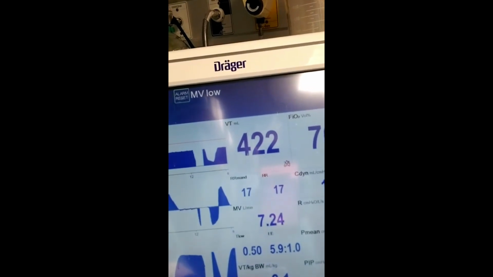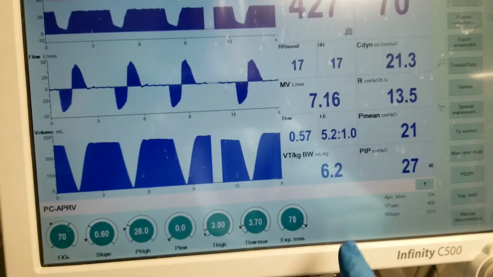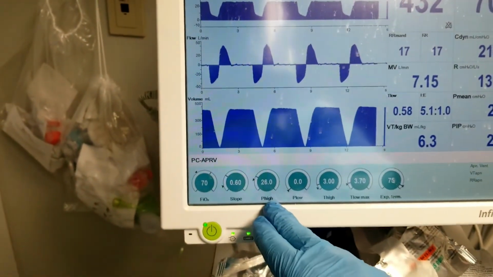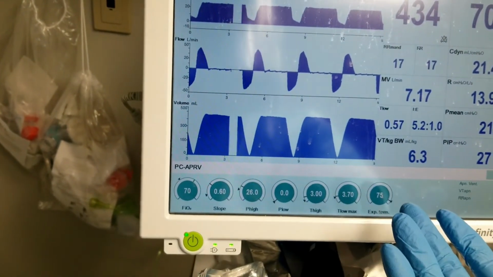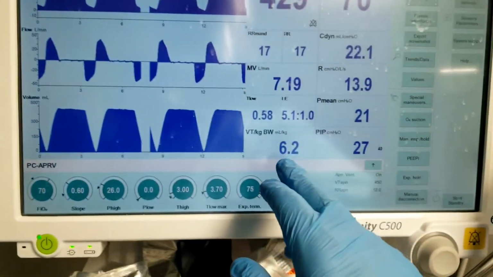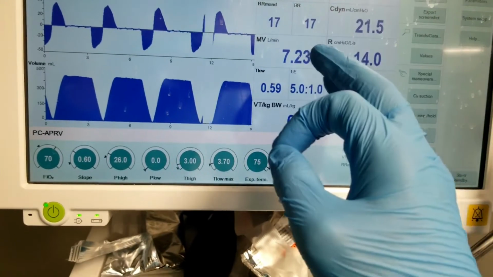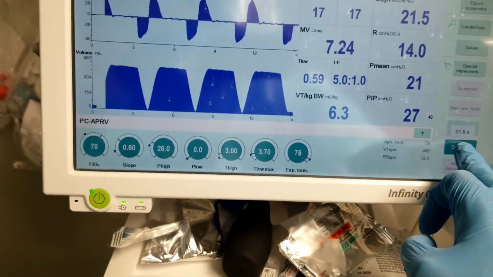I'm just going to switch the phone around. All right, sorry. So we're using APRV. The plateau, or the P high, is 26. That's under a plateau of 30. That is safe. We have 6.2 cc's per kilogram. That is safe. We have an expiratory pause here.